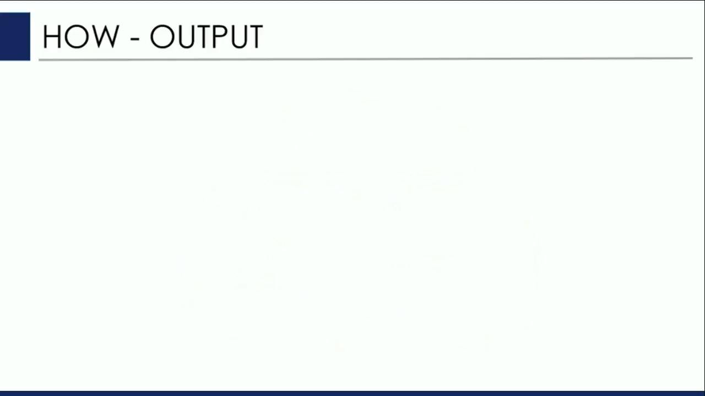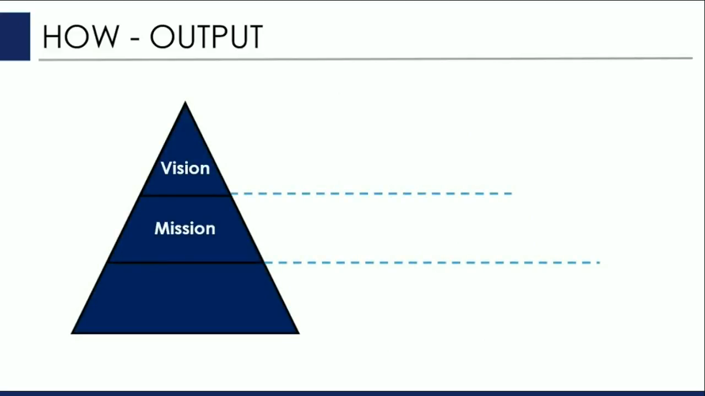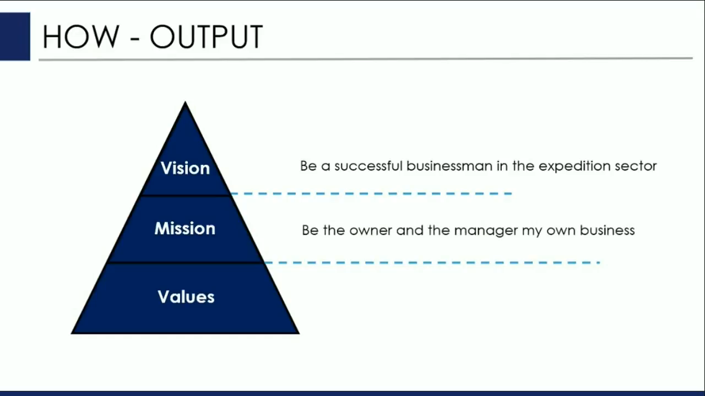Throughout the inputs and the process that I have, it will produce output, which is my vision, mission, and values. So my vision here is to be a successful businessman in the expedition sector. Then in order to achieve my vision, therefore my mission will be the owner and the manager of my own expedition business. However, having a dream of running my own company is not enough. I will need fundamental values that will guide myself along the way to achieve my future plans. Those values that I have to carry are integrity, passionate, persistent, and hardworking. By having these values, I believe that I will be able to achieve my vision and mission.